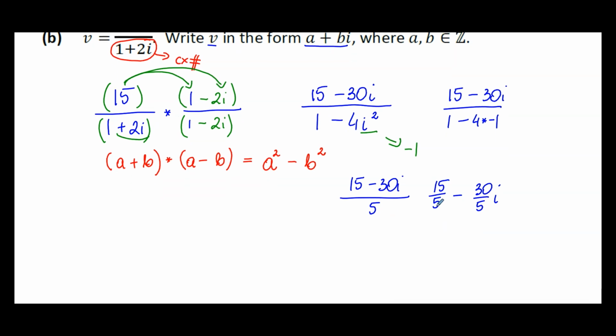If we put 15 divided by 5, we're going to get 3 minus. And then when we put 30 divided by 5 in our calculator, we're going to get 6. So 3 minus 6i is our complex number. Again, that is very typical of your exam and comes up almost every year.